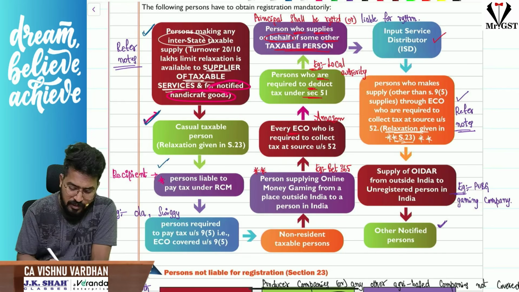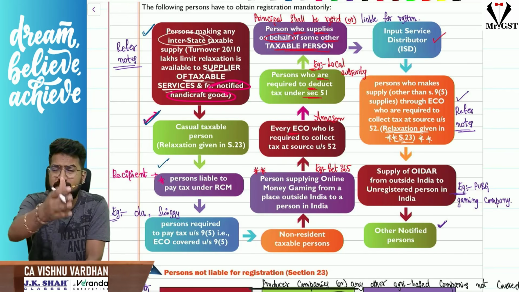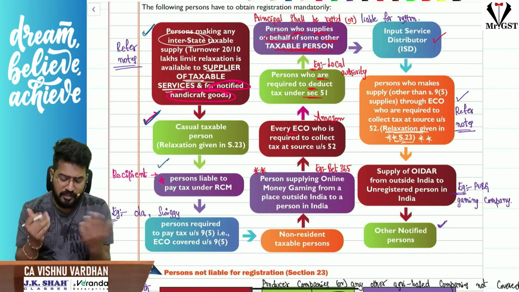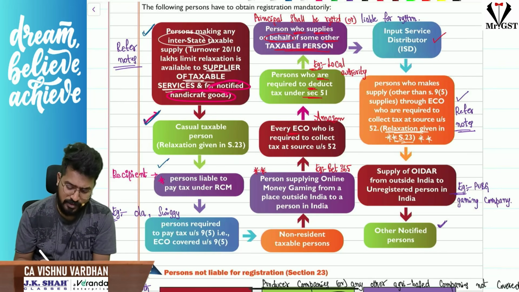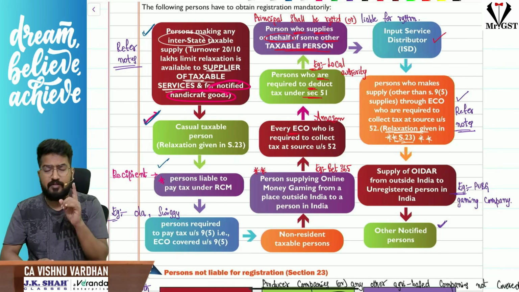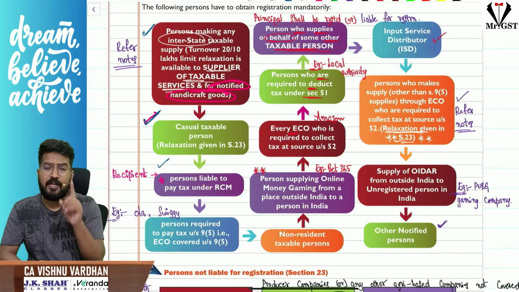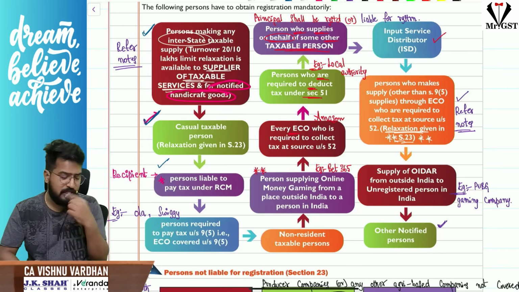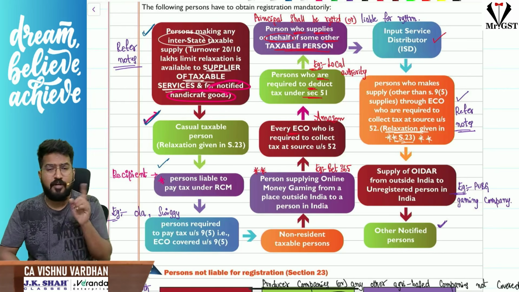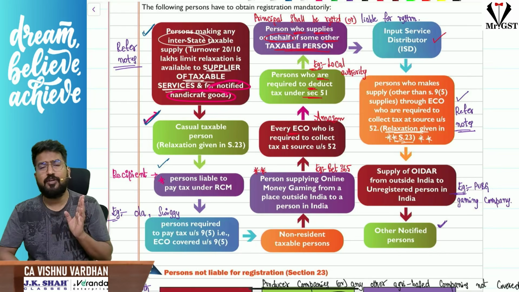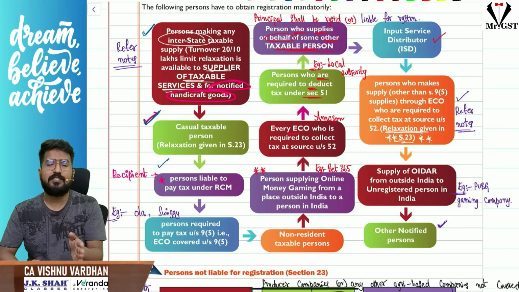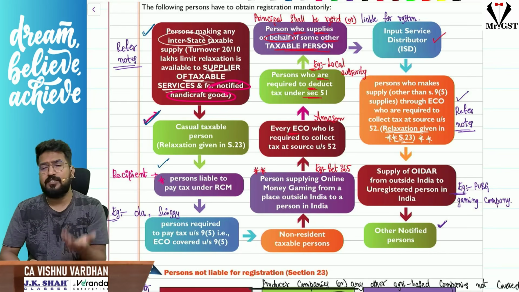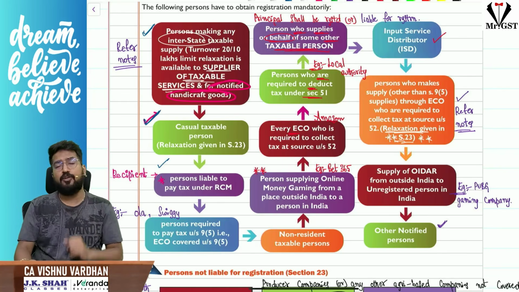Next, the person is liable to pay tax under RCM. That means the recipient who is liable to pay GST should definitely take registration. But please understand one important thing here: in certain RCM cases, the law says only if the recipient is registered will RCM come into the picture. In that case, if he is already registered, then he will pay GST under RCM. If he is not registered, RCM is not applicable, because RCM is applicable only when he is registered. So if he is unregistered, automatically RCM will not come into the picture. He need not take registration.